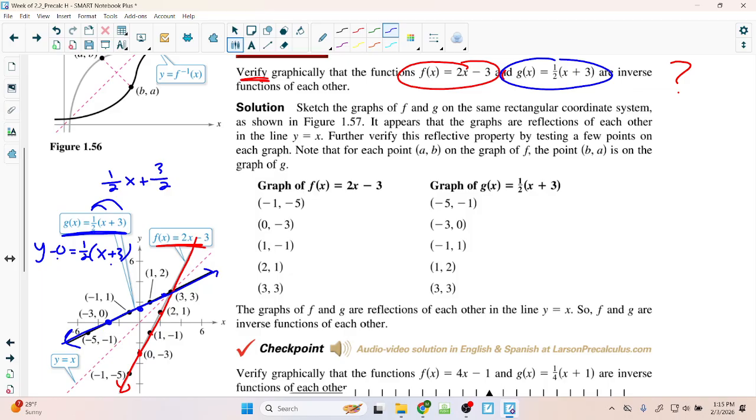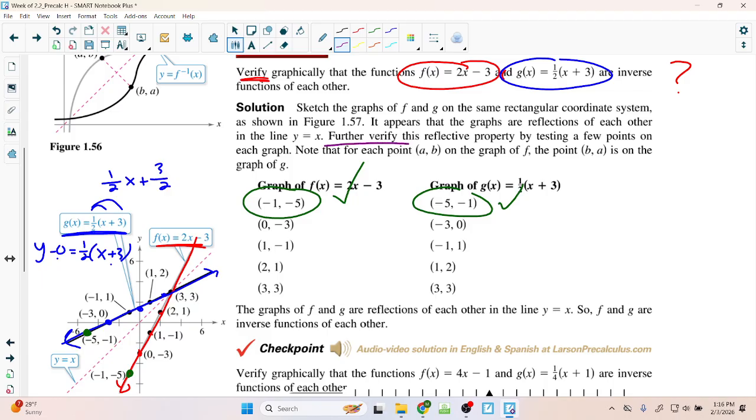Yeah. So we do think that they are inverses. And so what we're going to do is check a couple points. So we're going to say, hey, is this point on here? Yeah, it is. And is its buddy point? So this is negative 1, negative 5. This is negative 5, negative 1. So again, we see that that's a check. Good. Let's do one more.